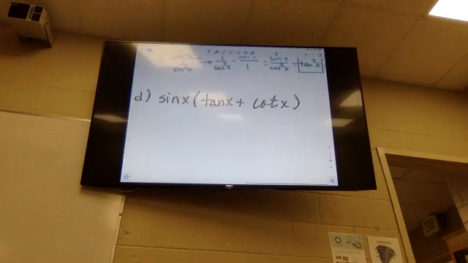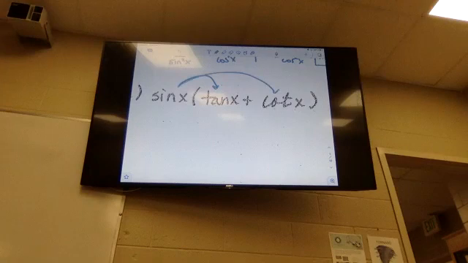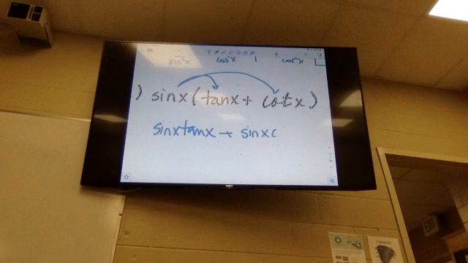Okay. D says sine of x times the quantity tan x plus cotangent x. I can think of a couple different places to start. Does anyone have a preference or have an idea on what we can do first? What can we do first? Distribute. We could distribute first. So I'm going to distribute sine of x inside. So that gives me sine x times tangent of x plus sine x times cotangent x. We'd have to distribute eventually, so distributing now works.